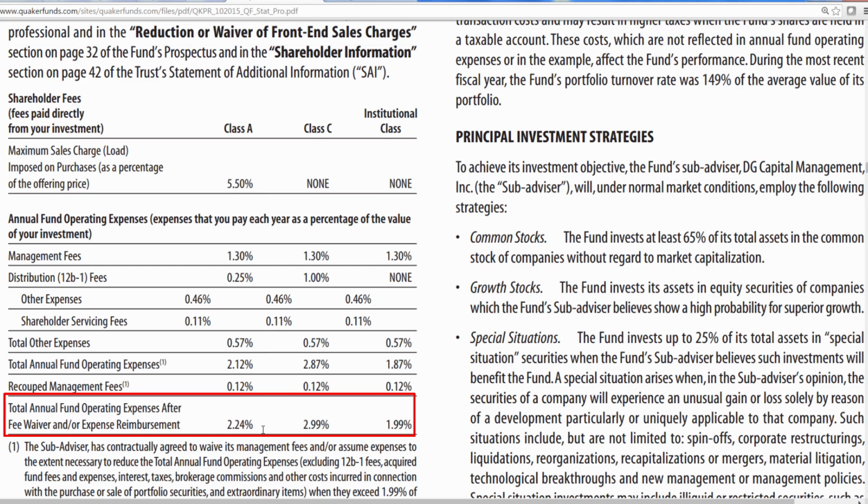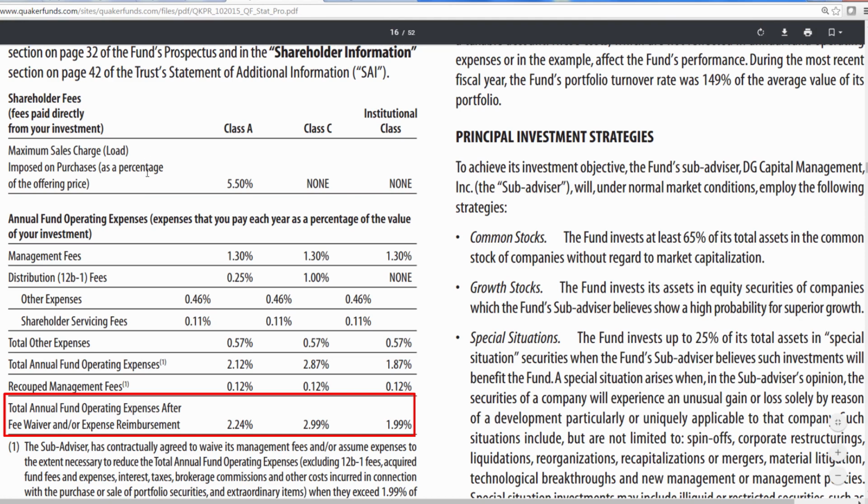And you can see that makes it hard for a company like Quaker and their Quaker Strategic Growth Fund to do well. They're really making their money on the fees that they charge. So if I was evaluating mutual funds, I would have some concerns about Quaker, and I'd certainly expect some big returns from them.